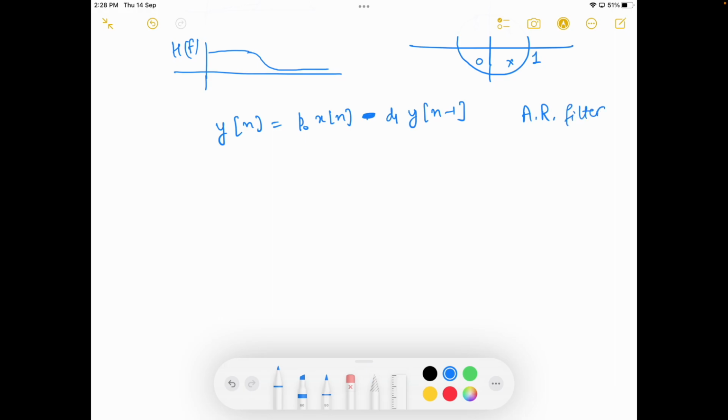Now tell me, how will the H of z look like?